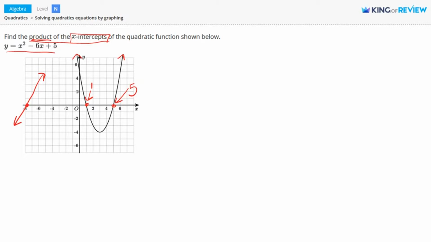Since we want to know the product, we have 1 times 5, and this gives us 5. So 5 is the answer. We can also solve this algebraically. We have our equation y equals x squared minus 6x plus 5.